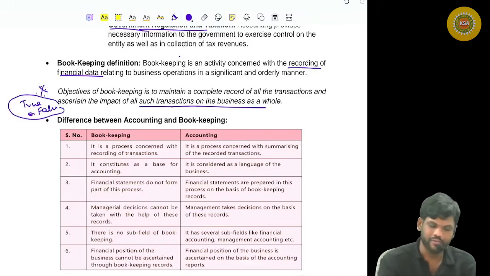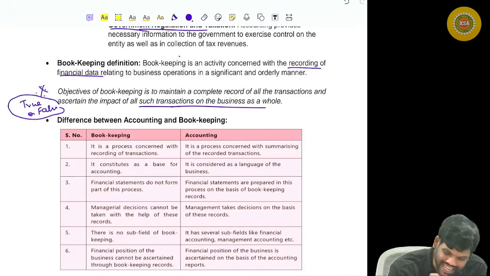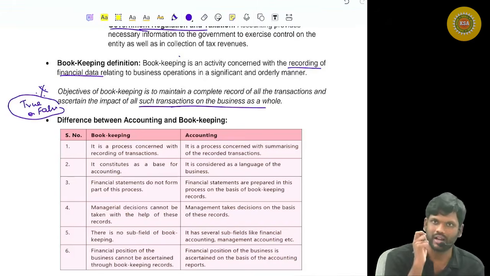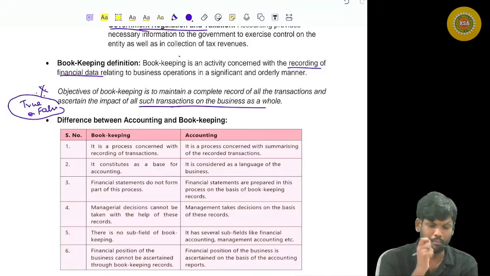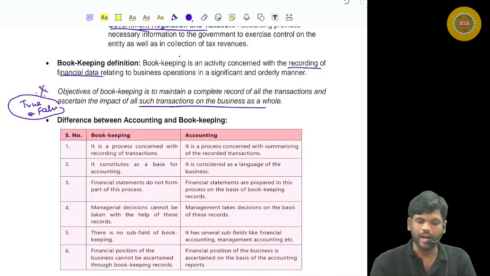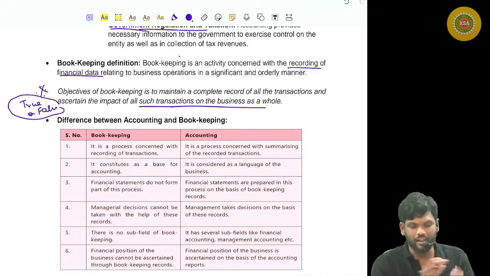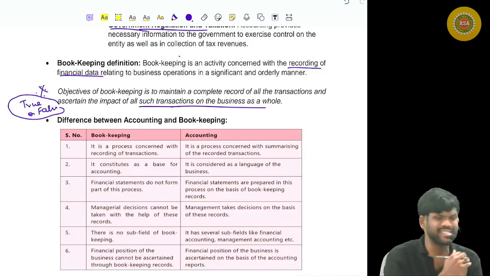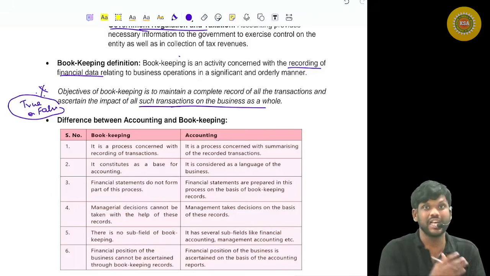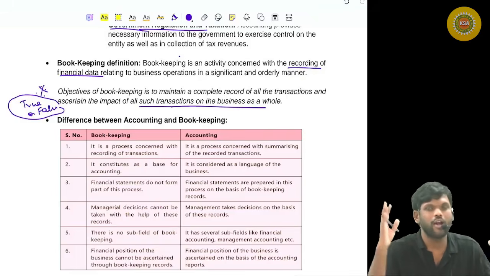And then we have the difference between bookkeeping and accounting. I told you bookkeeping is more of a clerical work. It is only concerned with recording, but accounting as a function has a broader scope. It helps in preparing financial statements. It helps in analyzing the business. It helps in taking decisions. All that through bookkeeping is not possible.